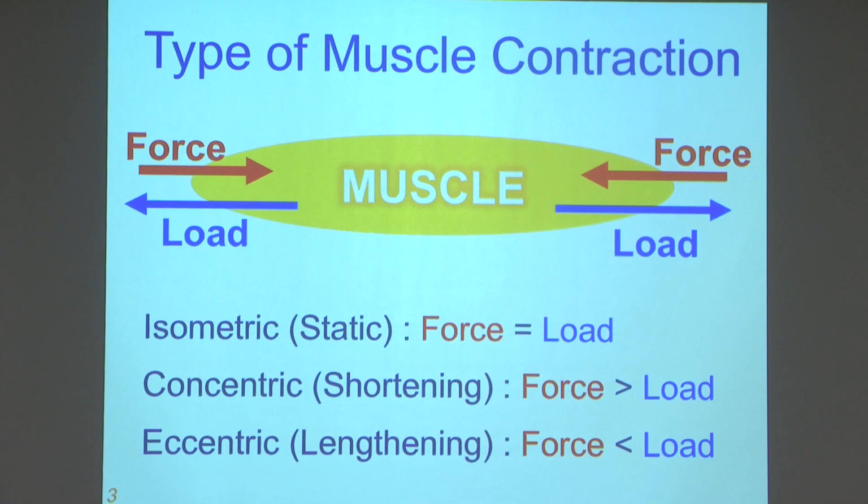So for muscle contractions, there are 3 types. When talking about force and load, if force is equal to load, it is isometric contraction. If force is greater than load, the muscle can shorten, which is called concentric contraction. When force is smaller than load, the muscle lengthens during contraction, which is called eccentric contraction.